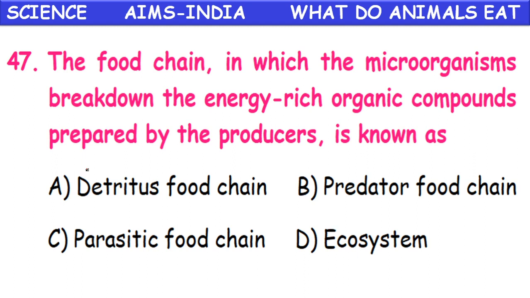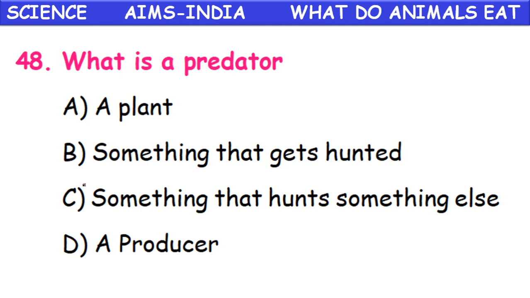detritus food chain, predator food chain, parasitic food chain, ecosystem. The food chain in which microorganisms, means bacteria, fungi. So it is a detritus food chain. What is a predator? A plant, something that gets hunted, something that hunts something else, a producer. What is a predator? Something that hunts something else. Okay, predator is the large one. If you take the prey and predator relationship, prey is a small one, predator is a big one. Predator will kill the prey.